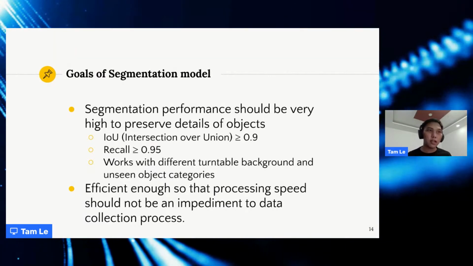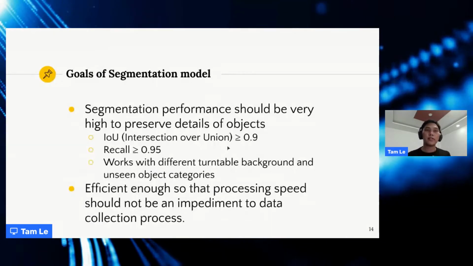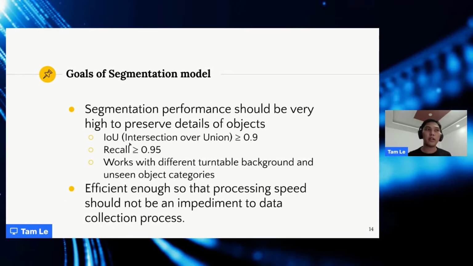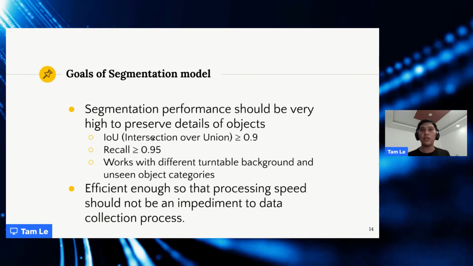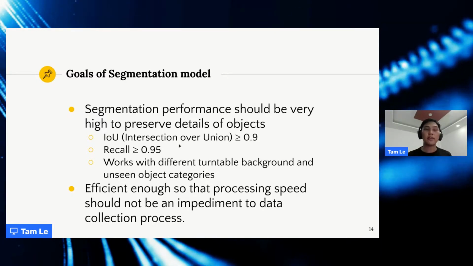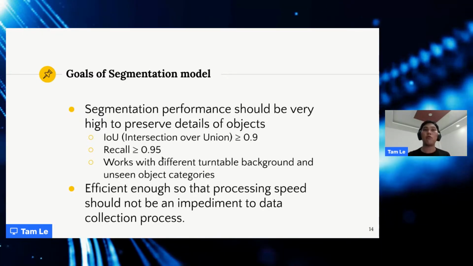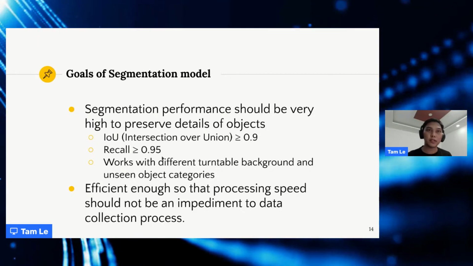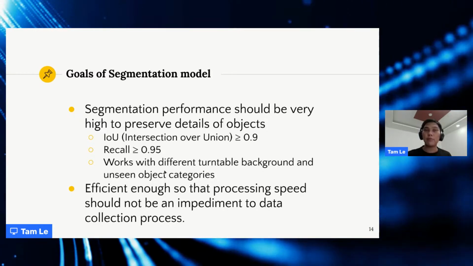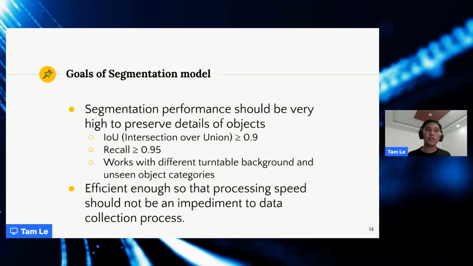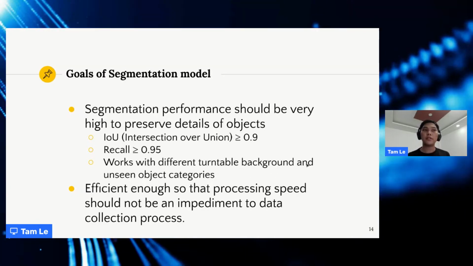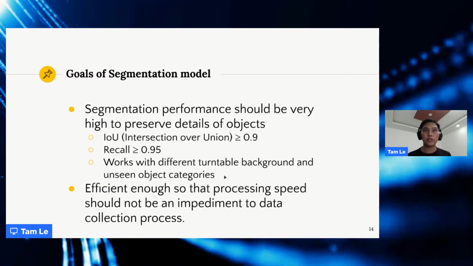Otherwise, it doesn't work. And those requirements are reflected by some metrics here. The first is the IoU, intersection over union, which is very commonly used in segmentation problems. And the second is recall. We want to achieve very high recall, so that we preserve the object. And we also want it to work with different turntable backgrounds and unseen categories. I will talk about why we need this goal in detail later.